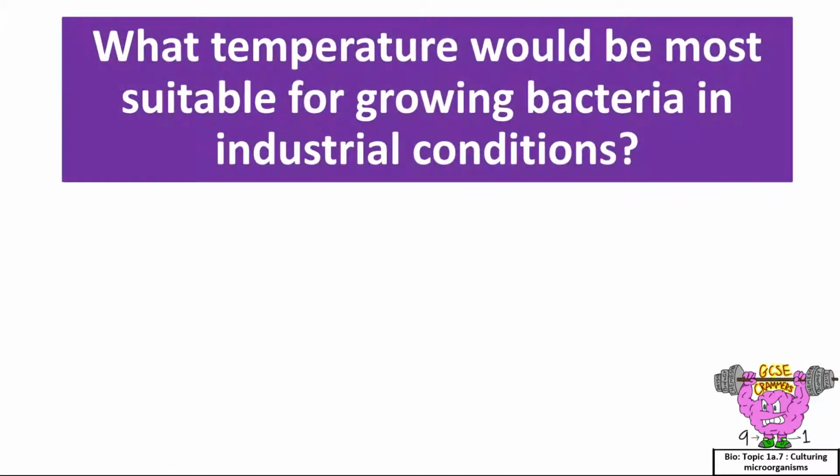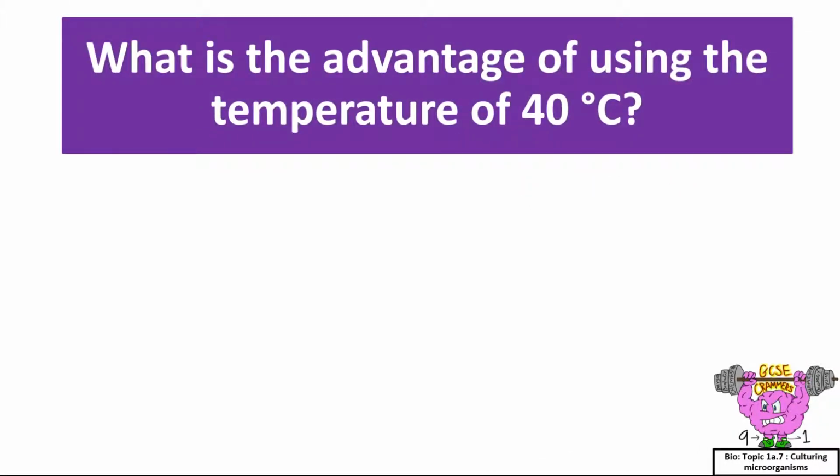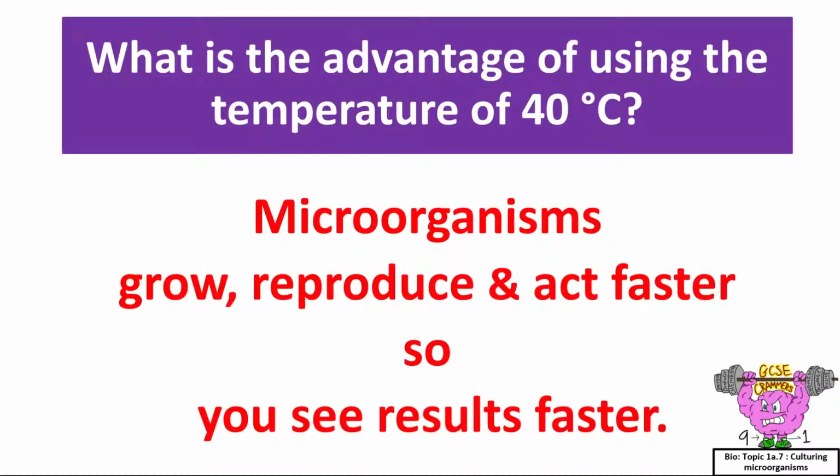What temperature would be most suitable for growing bacteria in industrial conditions? 40 degrees centigrade. What is the advantage of using the temperature of 40 degrees centigrade? Microorganisms grow, reproduce and act faster, so you see the results faster.